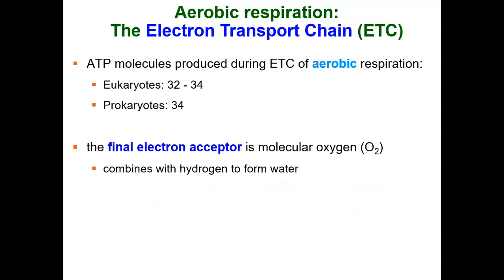So in the electron transport chain, for eukaryotes, we produce about 32 to 34 ATP molecules per molecule of glucose. Prokaryotes are a little more efficient, and they generate 34 ATP.